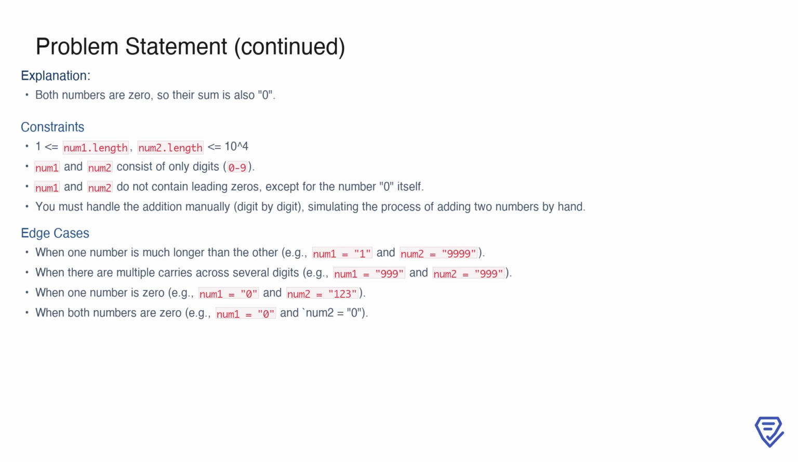Looking at the constraints, it's important to note that both input strings will have lengths between 1 and 10,000 and will only contain digits. There are no leading zeros in the input strings, except in the case of the number 0 itself. Key edge cases include situations where one number is significantly longer than the other, scenarios involving multiple carries across digits, or cases where one or both numbers are 0. These considerations ensure your solution can handle the full range of inputs robustly.